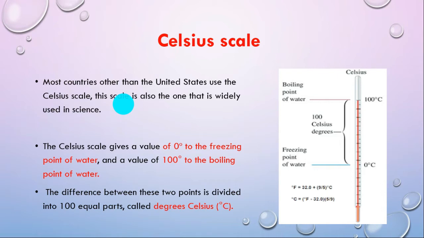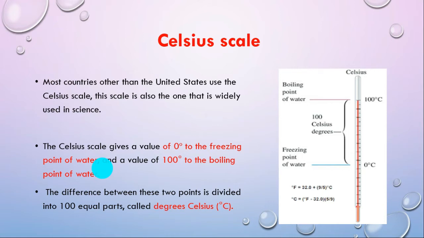The Celsius scale gives a value of 0 Celsius to the freezing point of water. We all know that water freezes at 0 Celsius, and water boils at 100 degrees Celsius. These two temperatures you have to memorize: the freezing point and boiling point of water in the Celsius scale.